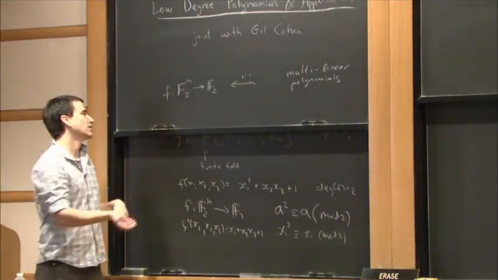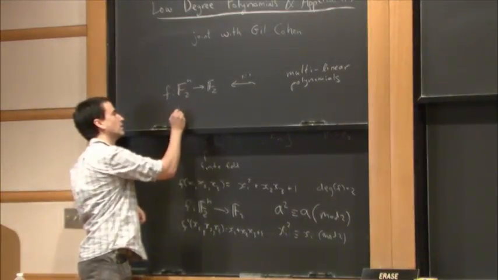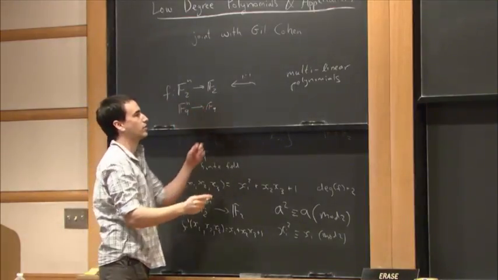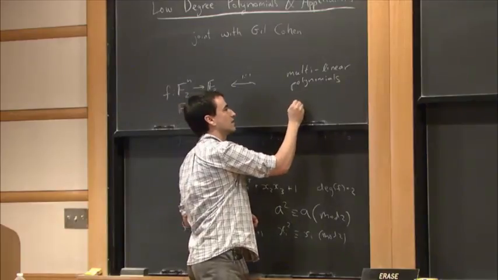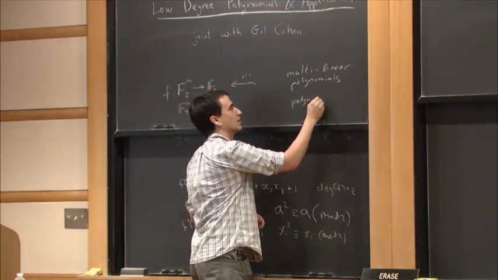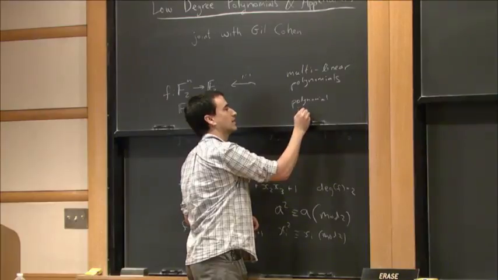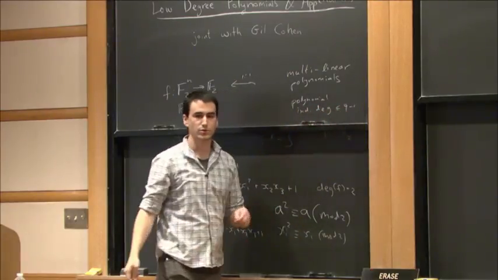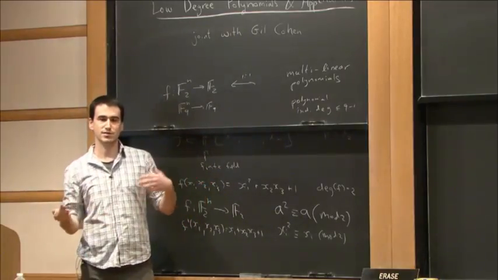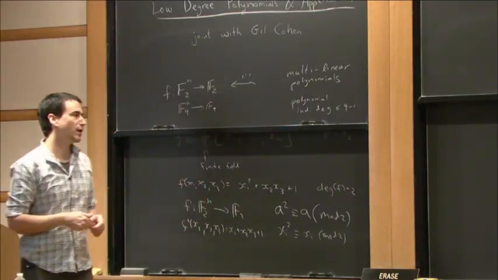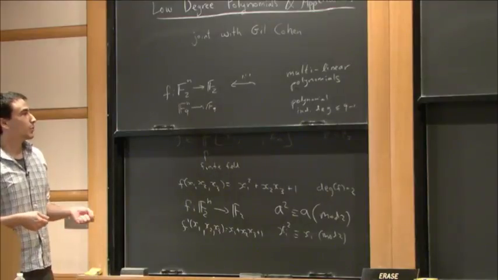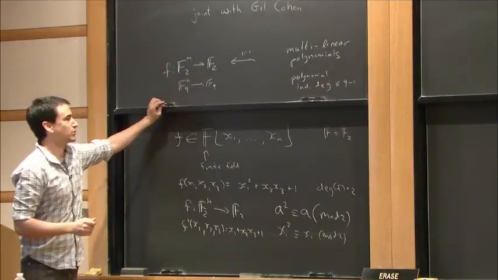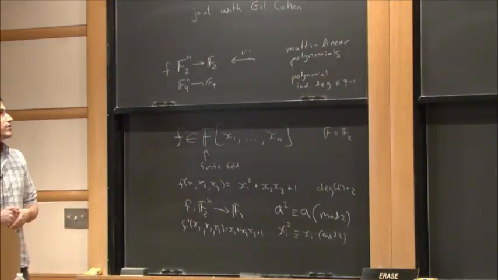And if we are talking about Fq, the correspondence is with polynomials in which the individual degree of each variable is at most q minus 1, because we can think of x to the q as the same as x. So we don't need to take powers above q. Okay, so this is just preliminary stuff. I'm sure you are all familiar with that.